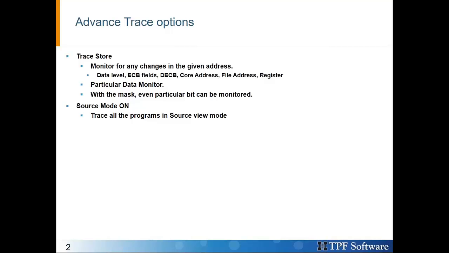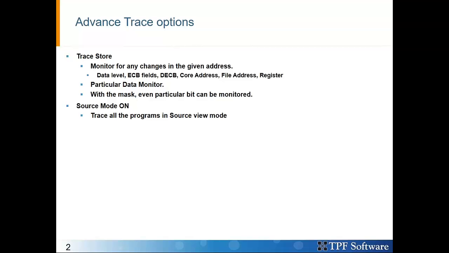Today we'll be seeing much on the advanced trace options available in zTPFGI. This is more about the trace store, where it will enable you to monitor any changes on a given address. That is, for example, it might be a core address, or any change in the data level, DCB fields, file address, or even the register.